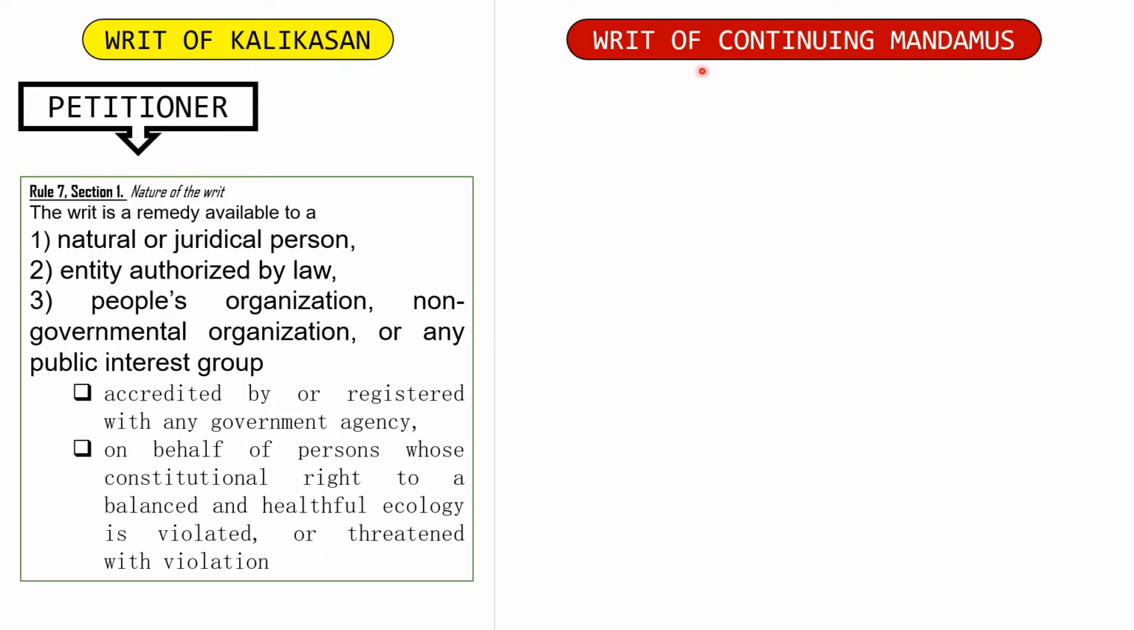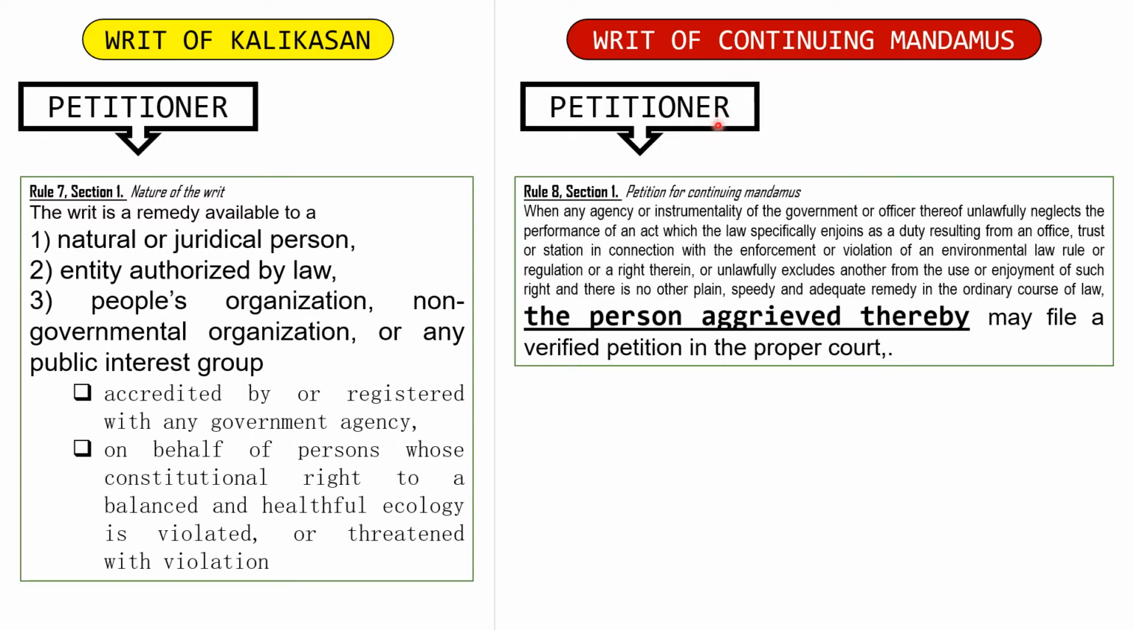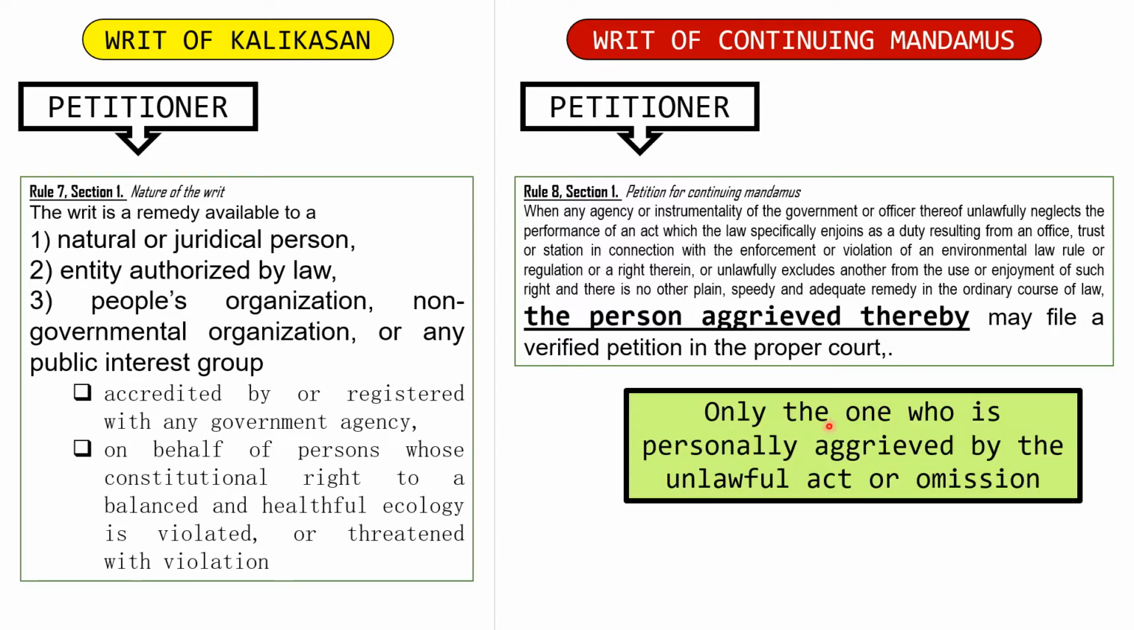How about in the writ of continuing mandamus? Who is the petitioner? The answer can be found in Section 1, Rule 8. The petition for continuing mandamus may be filed by the person aggrieved thereby. So take note that the petitioner in the writ of continuing mandamus is only the one who is personally aggrieved by the unlawful act or omission.